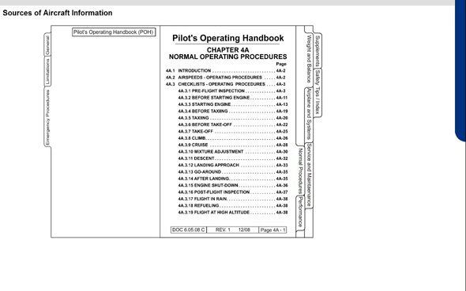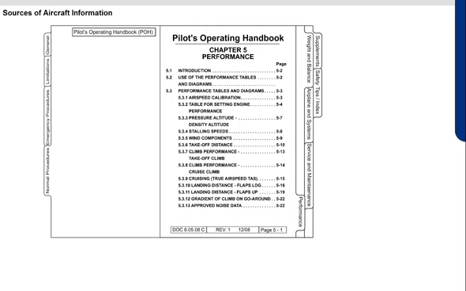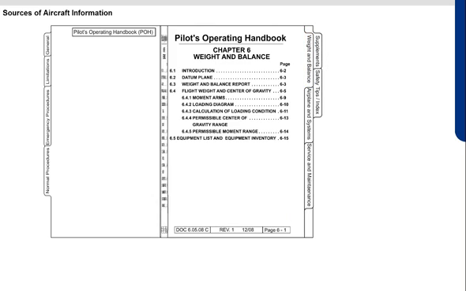The Normal Procedures section contains checklists and amplified procedures for conducting normal operations, including recommended airspeeds. The Performance section gives performance information appropriate to the airplane and presents it in the most likely order for use in flight. The Weight and Balance section includes weighing procedures, weight and balance records, computation instructions, and the equipment list.